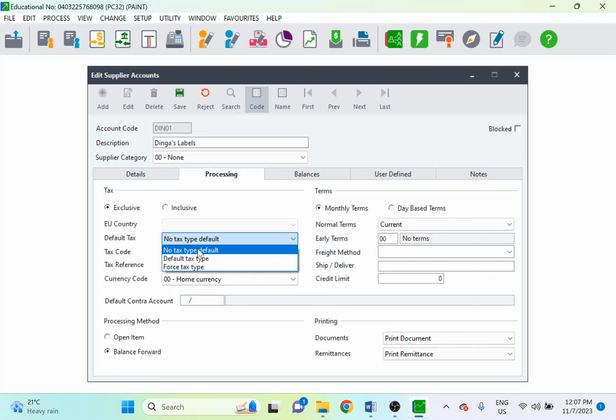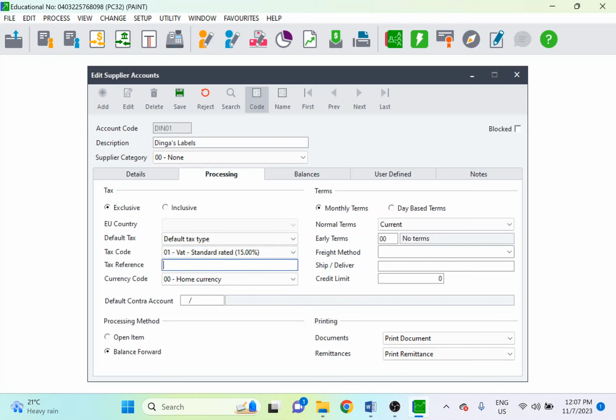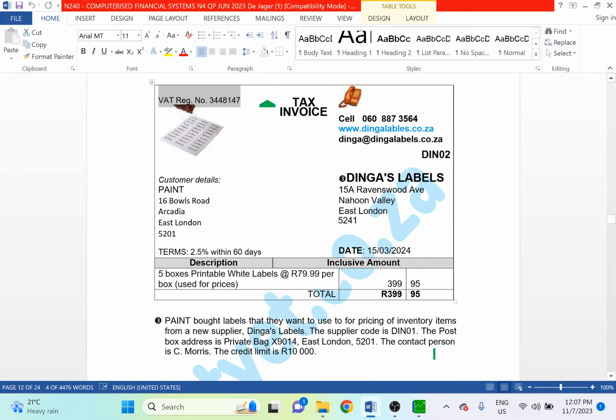firstly you have to select default tax type. Tax code is standard rate, and then tax reference 3448147. And then we were given terms, early terms. We were also given early payment terms.